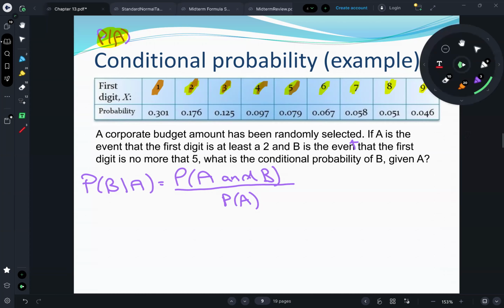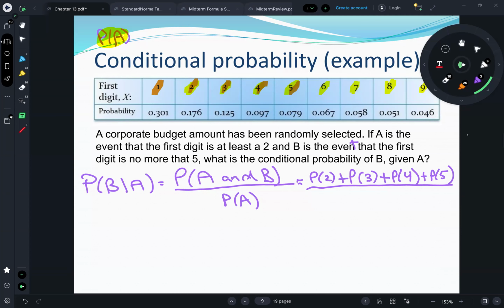So let's write that down. That's going to be the probability of a 2 plus the probability of a 3 plus the probability of a 4 plus the probability of a 5, right? And the probability of A is basically everything in yellow. It could be a 2, a 3, a 4, 5, 6, 7, 8, or 9. So the quickest way to get that probability would be to add those up, or I could do something else to get the probability of A.